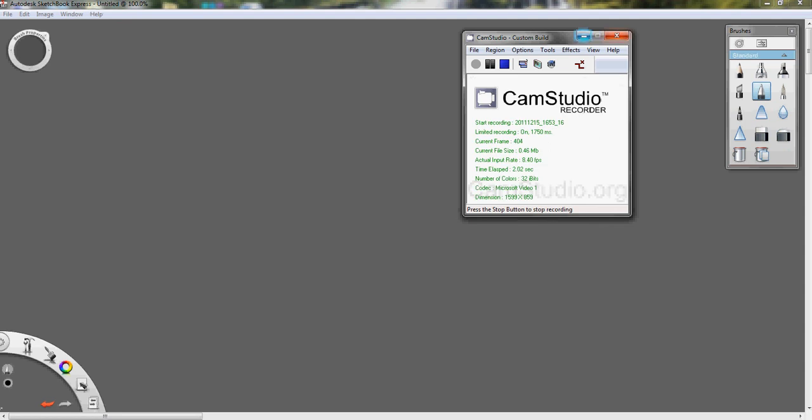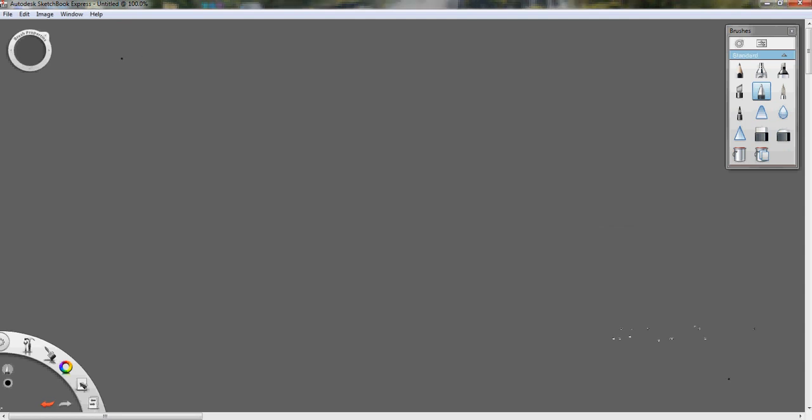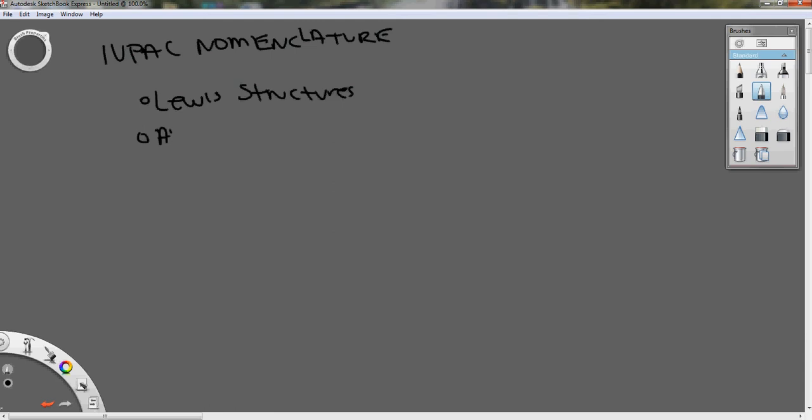Hello, today I will be talking about IUPAC nomenclature, and in order to understand today's lesson, you're going to have to know about Lewis structures and alkanes. And for those who need a quick review, alkanes are simply organic molecules that contain only carbon and hydrogen atoms.